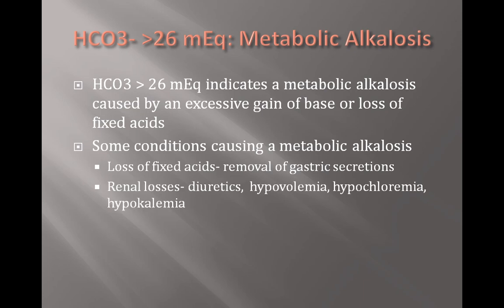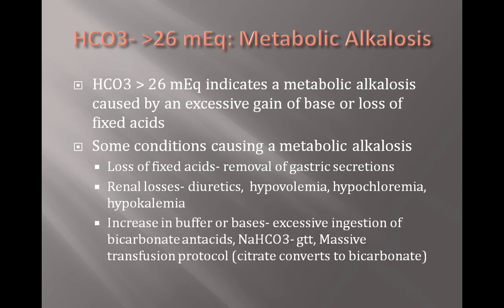Renal losses, for example, diuretics, hypovolemia, hypochloremia, which is the chloride being one of the larger negative ions in the blood, or hypokalemia. Other considerations for metabolic alkalosis include excessive ingestion of bicarbonate antacids, bicarb drips, and the citrate load that results from massive transfusions.